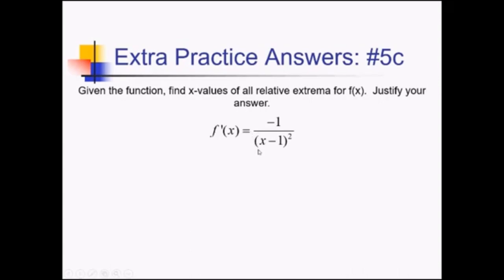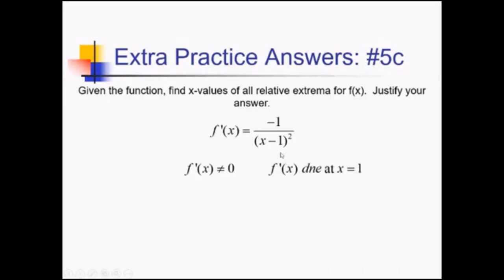Okay, well, if I take a look at where this thing equals 0, I realize it doesn't equal 0 because we don't have a variable in the numerator. We have -1, so this is never going to be 0. However, this will be undefined. F prime of x will not exist if x equals 1, because that would be dividing by 0. So we have a critical value at 1 that we might need to put on a number line.